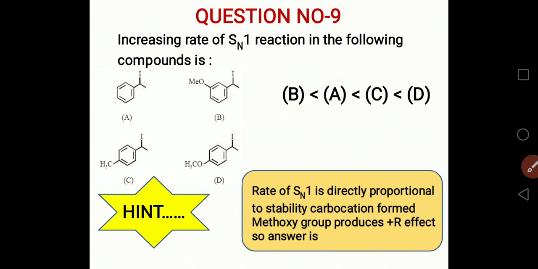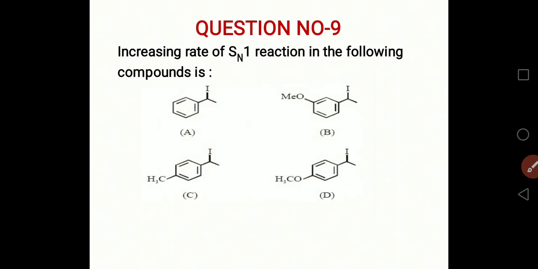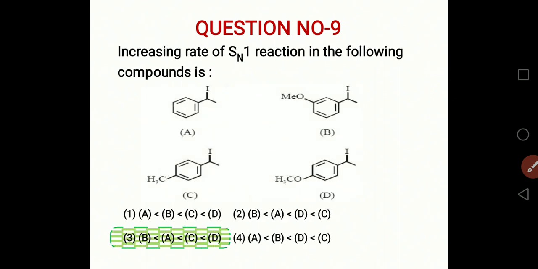Then remember C, then A, then the last one is B. The last one is B, because here OMe is a minus I effect. It withdraws the electron. Hence the correct answer for this particular question is option 3. D more than C more than A more than B is the correct answer.